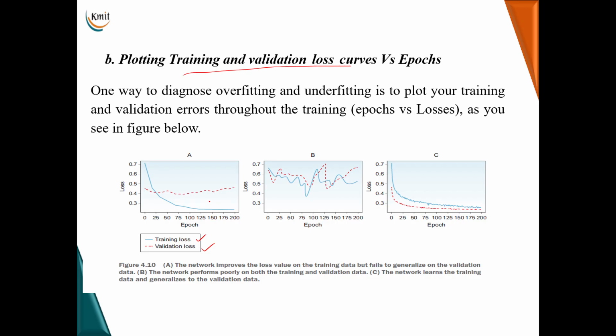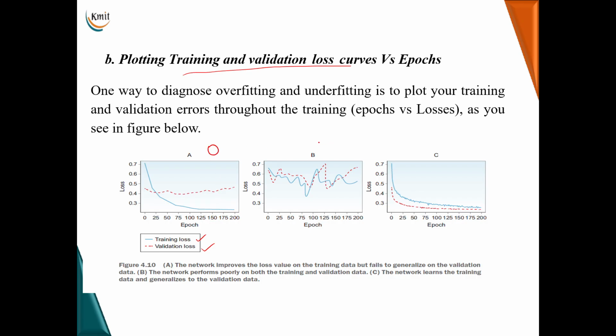Look at the first figure. What do you see here? The network improves the loss value on the training data, but fails to generalize on the validation data. You can see that as I increase the number of epochs, the loss is getting reduced, but there is no change in the validation data. So this is a form of overfitting in my first graph.